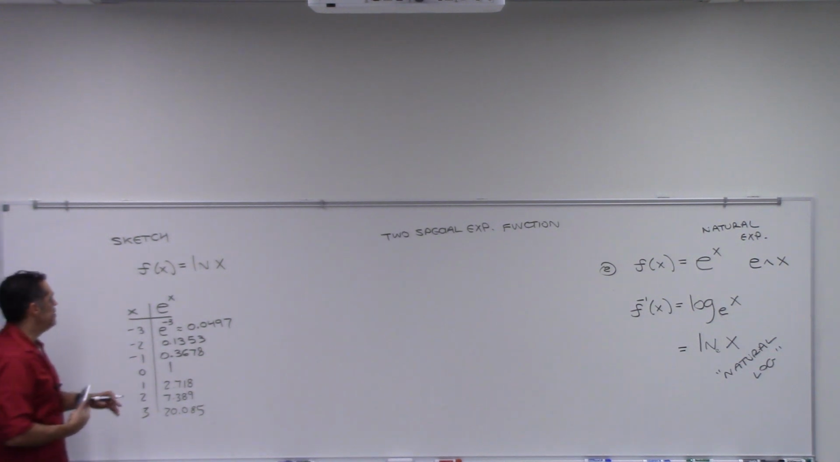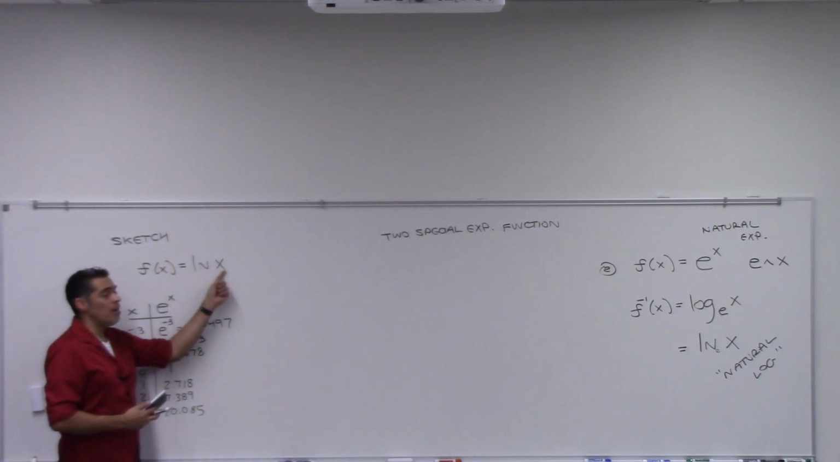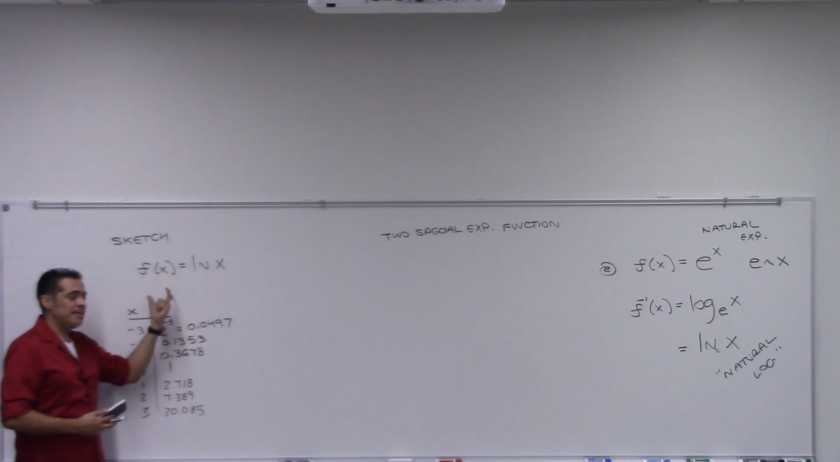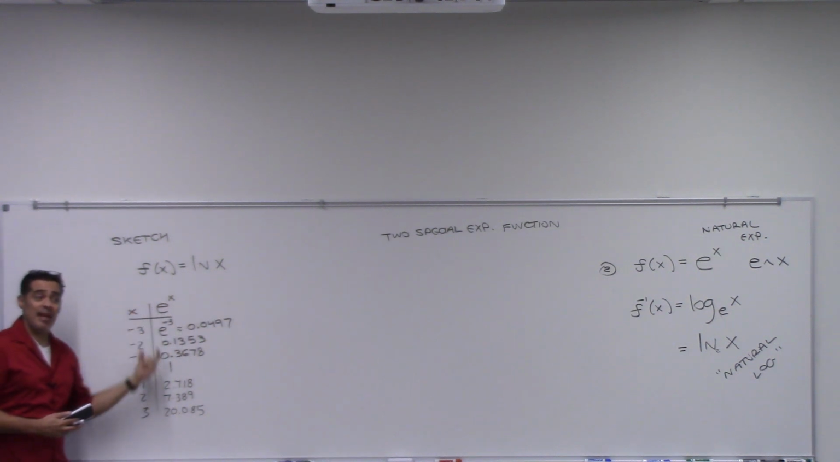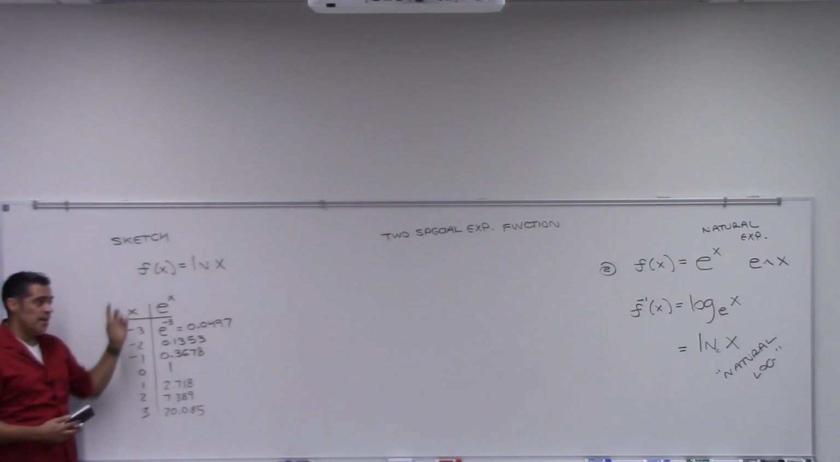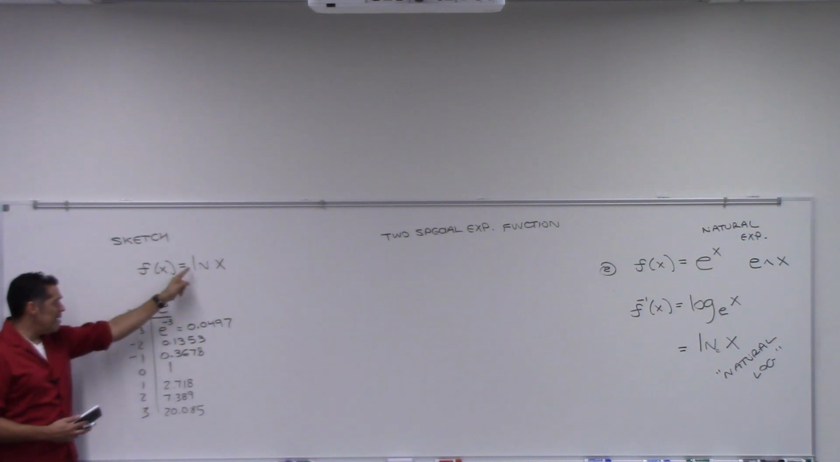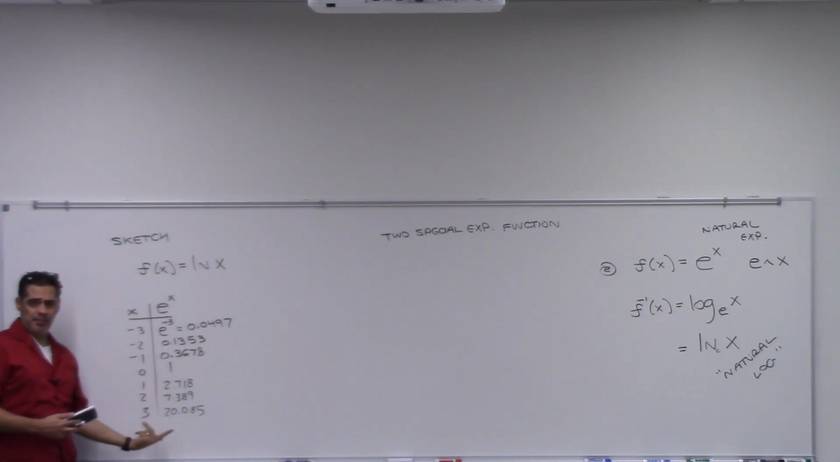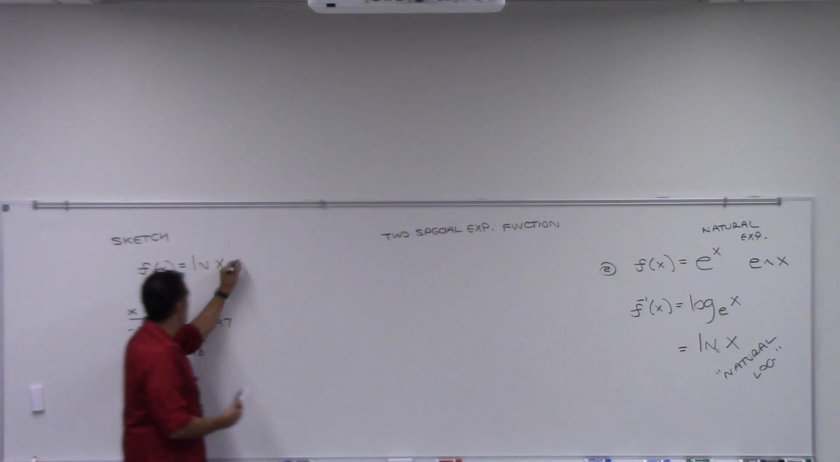So what I've done is, in order to graph the natural log function, I made a table for the natural exponential function, which is its inverse. And now the table for that one is just this table flipped over. That's all it is.